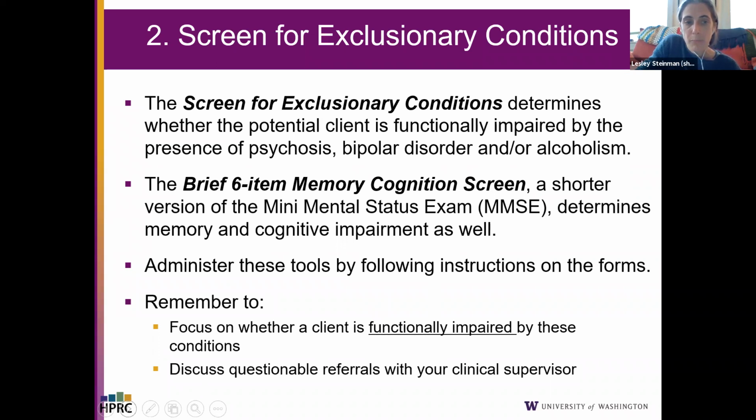I think this basically just repeats what we just said. I do want to call out, though, some people do ask about where the brief 6-item memory cognition screen comes from. The questions are the same as what's on the Mini-Mental Status Exam, but it comes out of a group in Pennsylvania, Chris Callahan and his colleagues, who developed and validated that scale as just a brief screen.